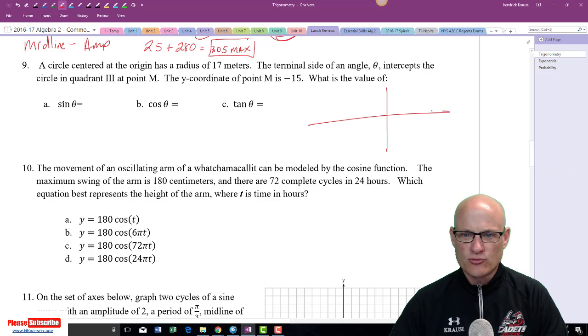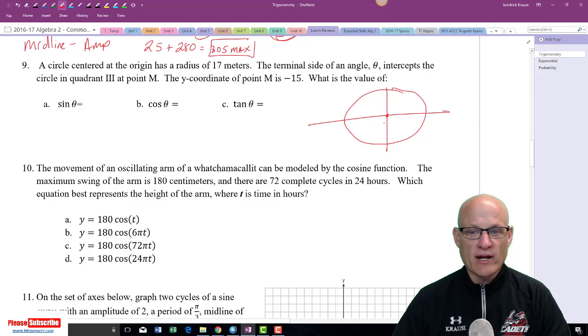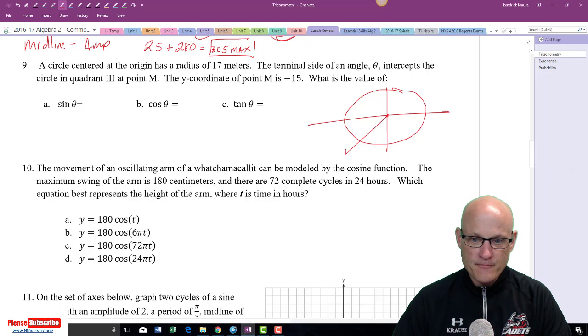A circle centered at the origin has a radius of 17, and the terminal side of theta intercepts the circle in quadrant 3 at point M. And at point M, the y-coordinate is negative 15.